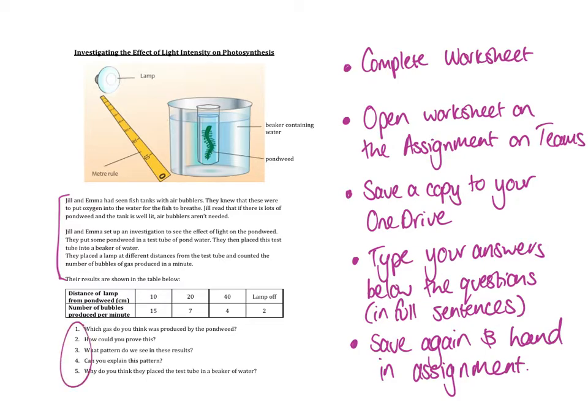Now, how I want you to do this, I've set this up as an assignment on Teams. This is a bit like how you did your sound test a couple of weeks ago. So I have attached the worksheet to the assignment, and you should be able to open it and edit your own copy of the worksheet. So a bit like what we did for our test. Open the worksheet on the assignment on Teams, save a copy to your OneDrive. Type your answers below the questions, and that's in full sentences as it says on this slide. Save it again, make sure you hit save at the end, and then hand in the assignment. So just click hand in.